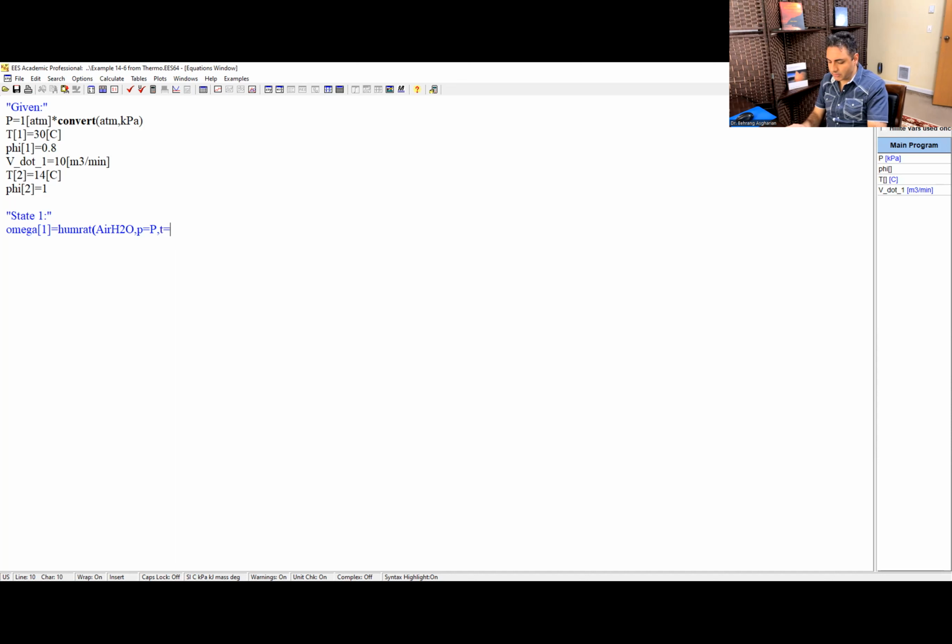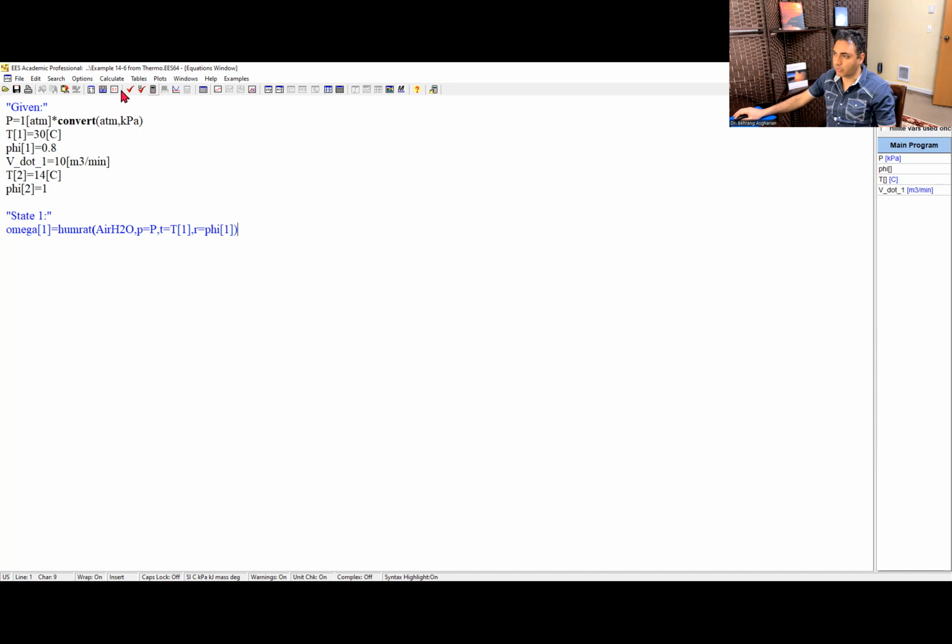What else is given? Temperature is supposed to be T1, right? And T is T, the argument of the function. What about the relative humidity, phi? What do we use? For EES, the argument is R. You use R for relative humidity. R equals phi 1, okay? That's it, that's my function. I can calculate omega. Remember that from the psychrometric chart, we got omega as 0.0215, something like that.